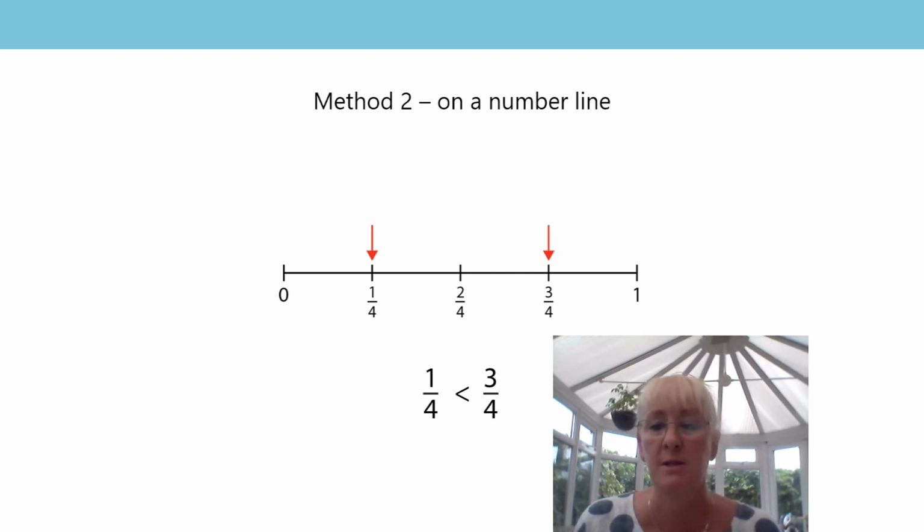We can also see that the further along the number line we go, the numerator gets larger. And this helps us compare the fractions by looking at the numerator. We know that 3 is larger than 1, therefore 1/4 is less than 3/4.